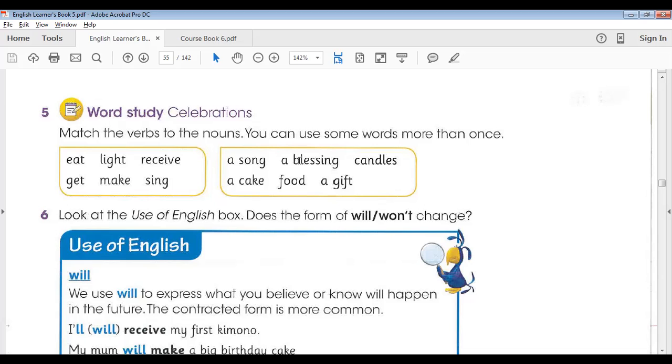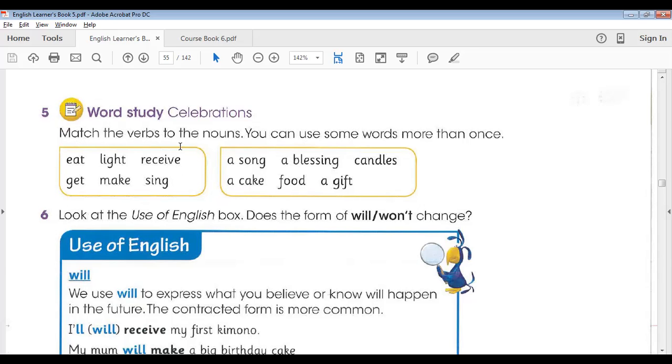So this exercise is related to compound nouns, or you can say that we need to match the verbs to the nouns. These are the verbs and these are the nouns. You can use some words more than once as well. For example, eat: you can say eat a cake, and also eat food. So you can use the verb eat with two nouns, cake and food.